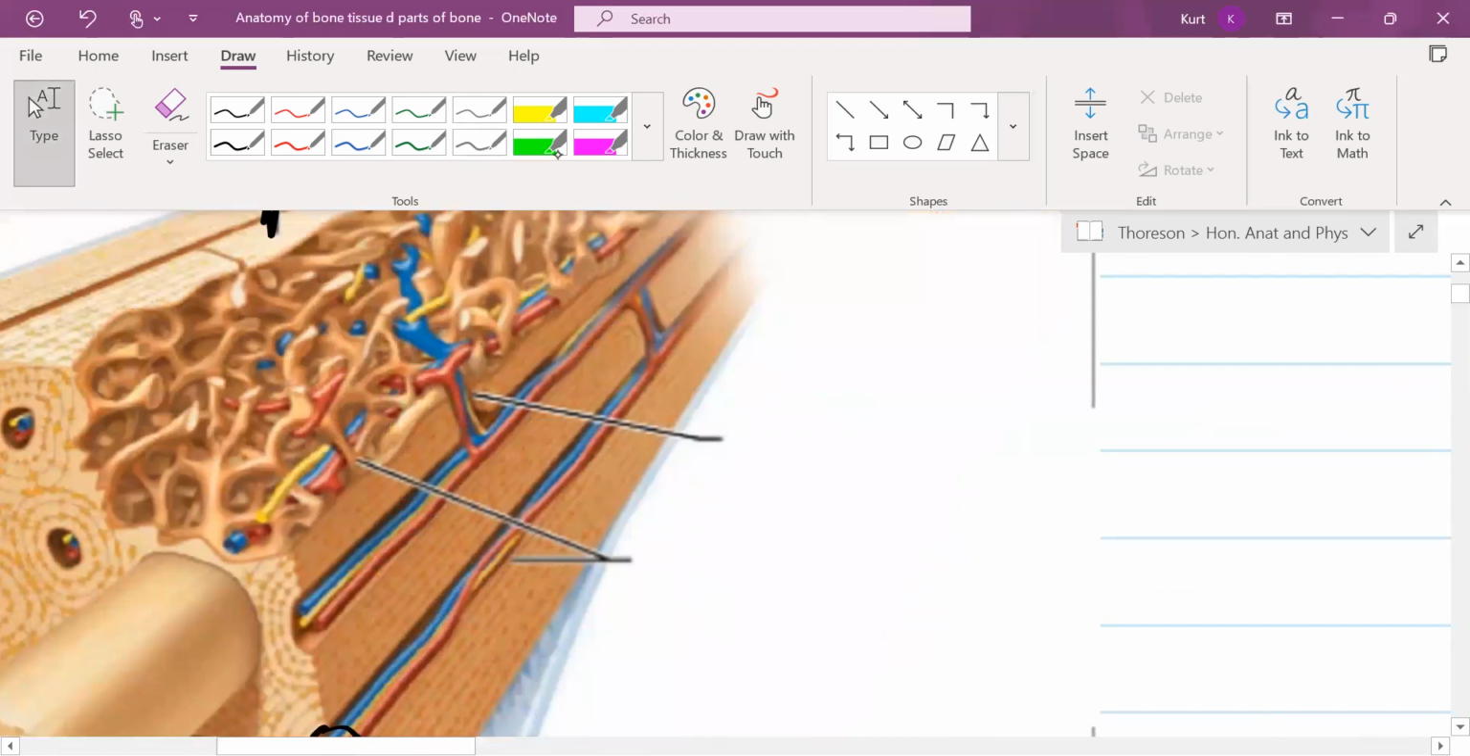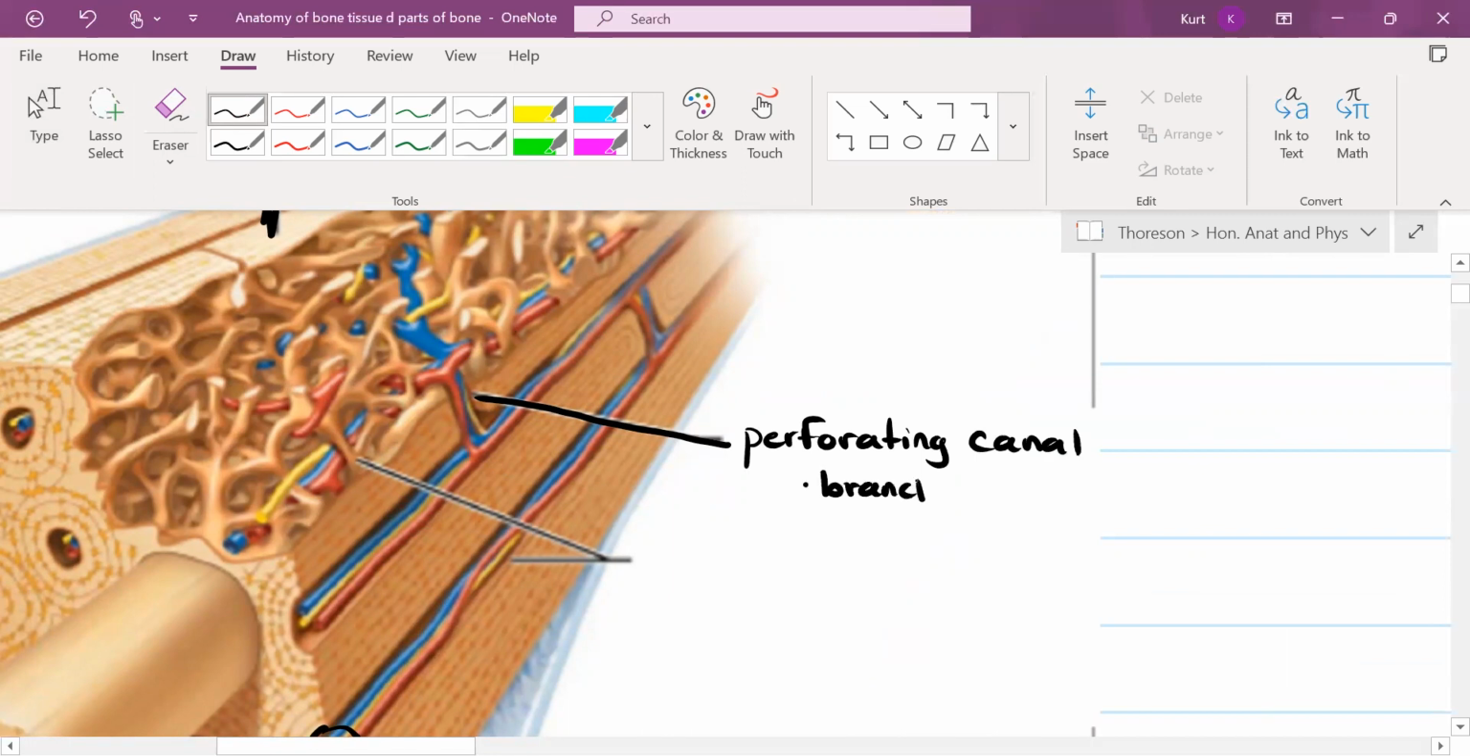Now, you all see this canal right here. I'm highlighting in green. And then this canal breaks off from it. That is another type of canal called a perforating canal. And I have a line here already labeled. You can put your line in there. A perforating canal branches from a central canal.